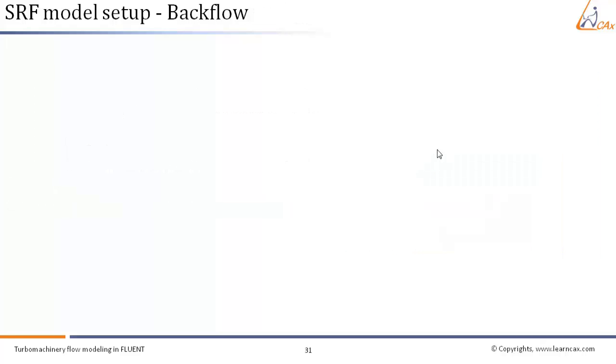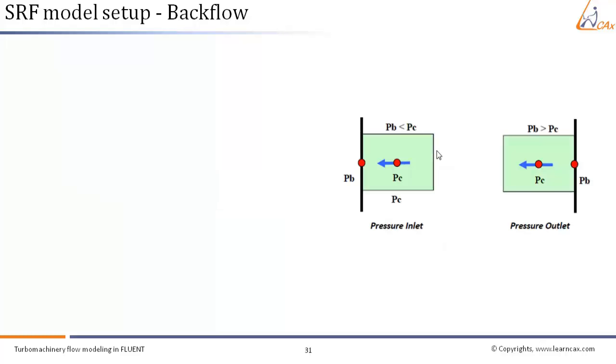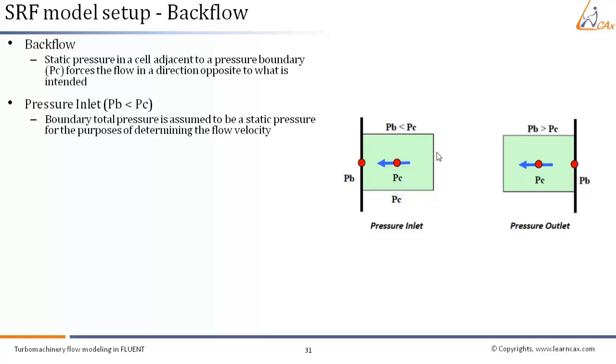We refer to a term called backflow, which is the reverse flow at the outlet boundary condition. This typically occurs when the static pressure in a cell adjacent to the pressure boundary forces the flow in a direction opposite to what is intended by the physics. For a pressure inlet where the boundary pressure is less than the cell pressure, that is PB is less than PC, boundary total pressure is assumed to be static pressure for the purpose of determining the flow velocity.